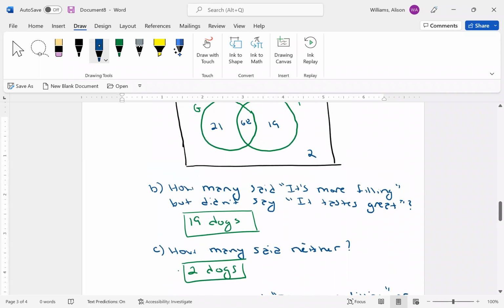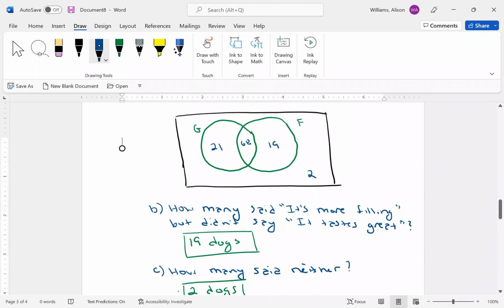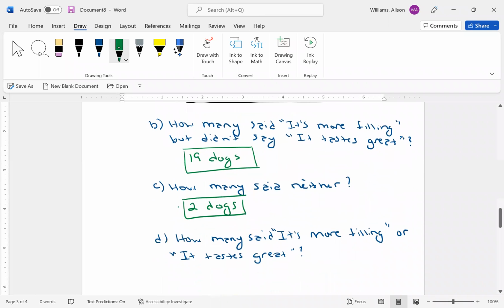So the or implies that they could answer either way. So there were 21 who said it tastes great, 68 who said both, and 19 who said filling. So that would categorize people who said one or the other. So those 3 numbers are going to satisfy this requirement. So I'm going to add 21, 68, and 19. Which I actually already did earlier and got 108. So 108 dogs said this.